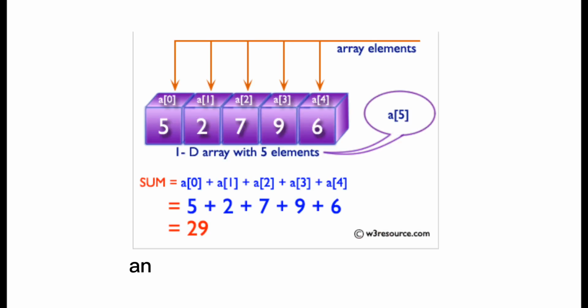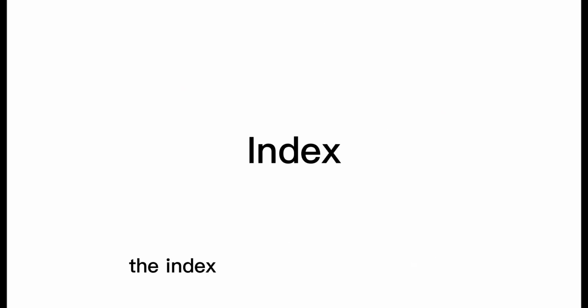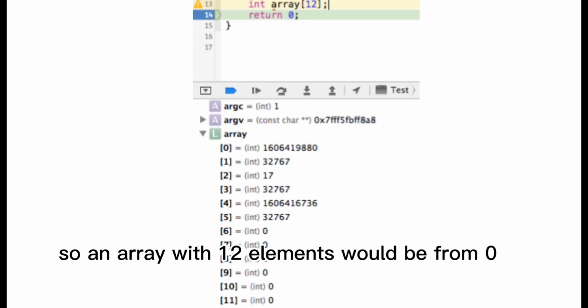What is an element? Well, as you may have already guessed, an element is a single value that is entered in the curly braces of the array. These elements are separated by a comma, and have a position known as the index. The index of every array starts at 0, so an array with 12 elements would be from 0 to 11.